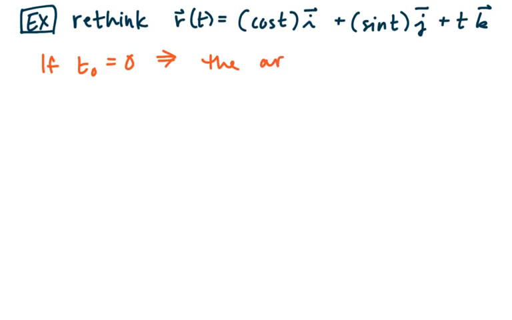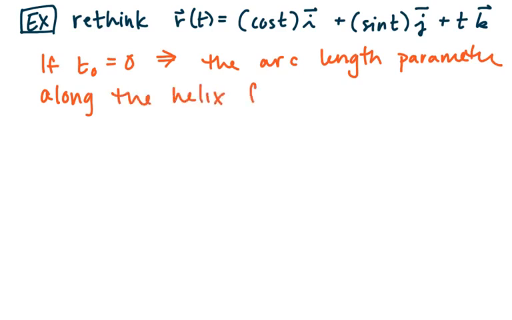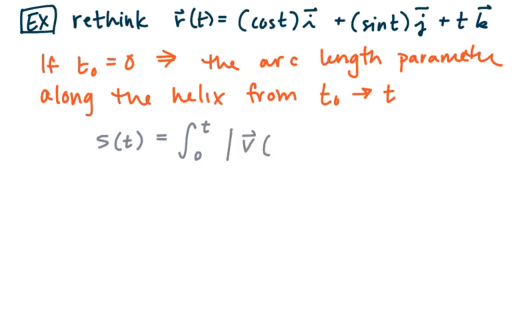then the arc length parameter along the helix from t naught to t, using that formula we just stated, is going to be that s of t is the integral, and in this case t naught is 0, from 0 to t of the magnitude of the velocity vector v as a function of tau, integrated with respect to tau.